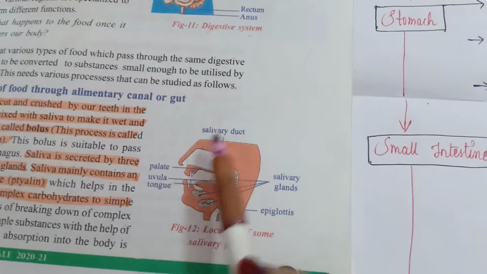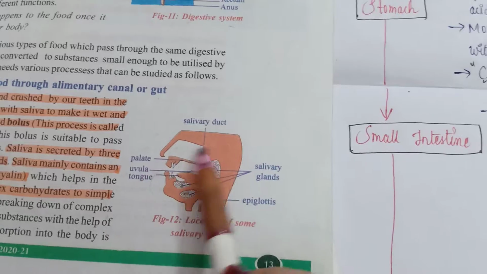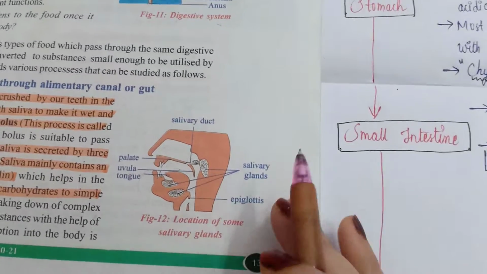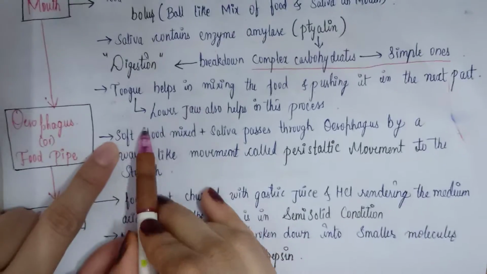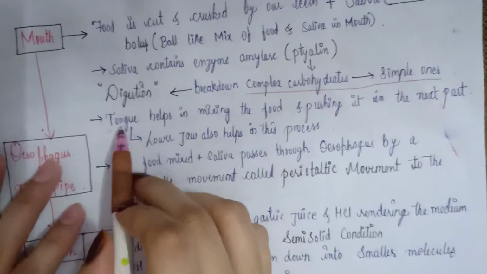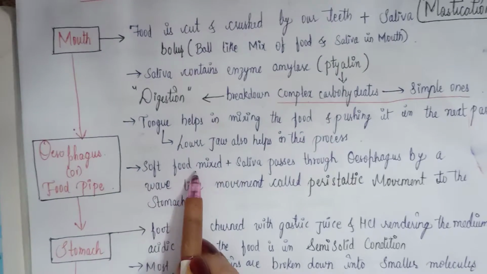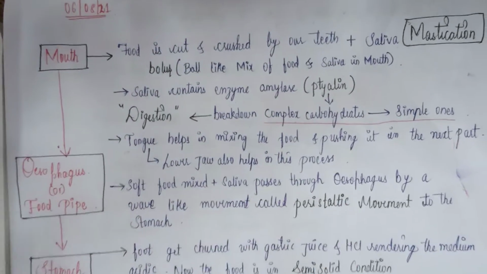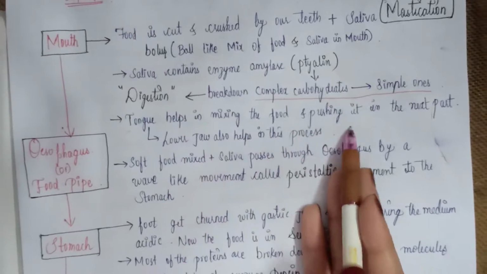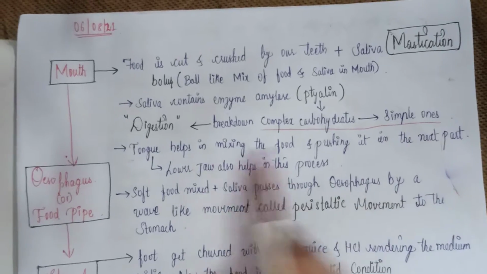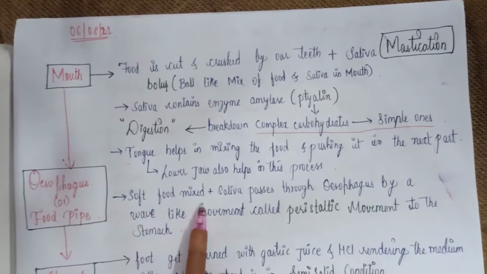And here we have the salivary glands, epiglottis, and the locations of the salivary glands. So our digestion is still in the mouth only. What happens after mixing? The tongue helps in mixing, and after that the soft food, mixed with saliva, is sent on. The tongue and jaw help in sending that food to the esophagus.